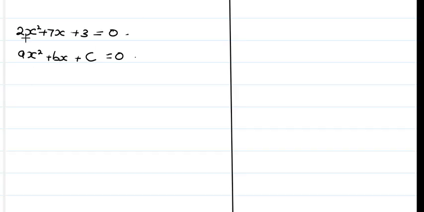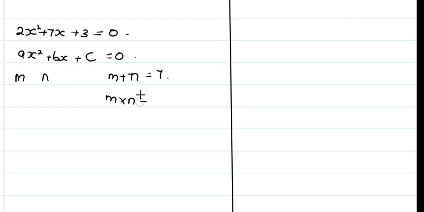So still, this is a non-monic quadratic, because the coefficient of x squared is not 1. In this case, it is 2. And we go the same process where you look for two numbers. We can call them m and n, such that m plus n will give us b, which is 7 in our case.